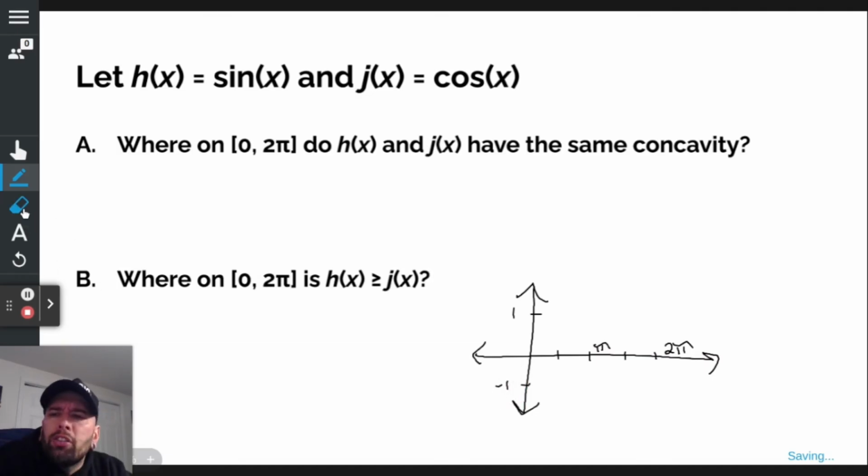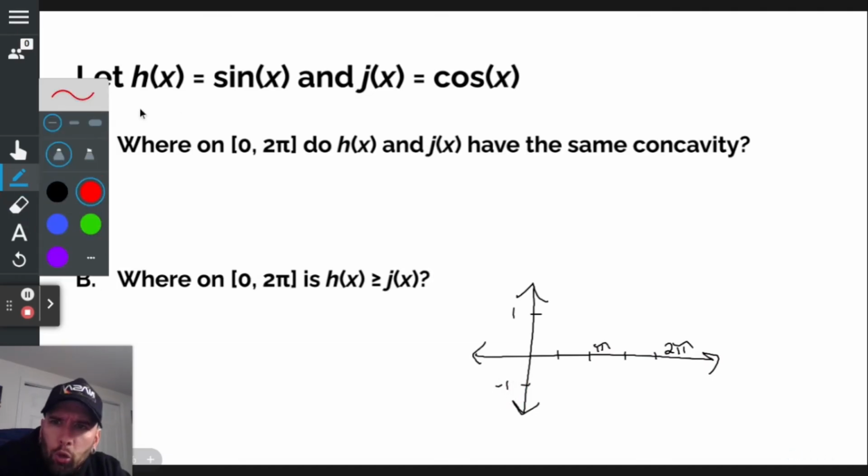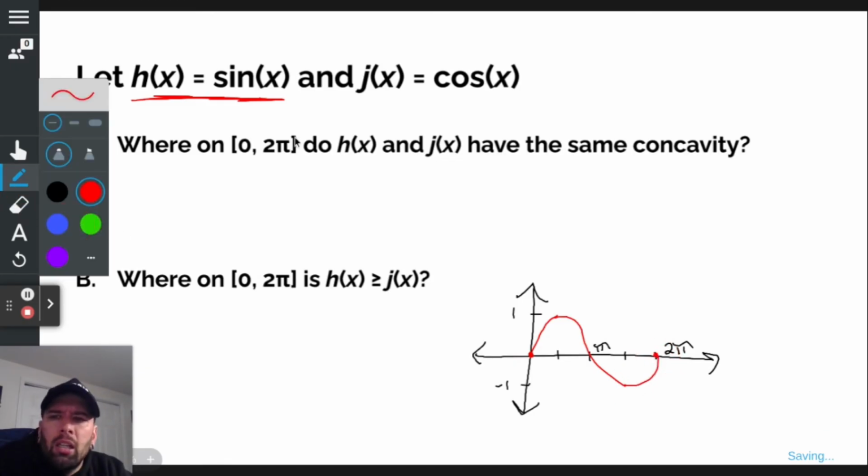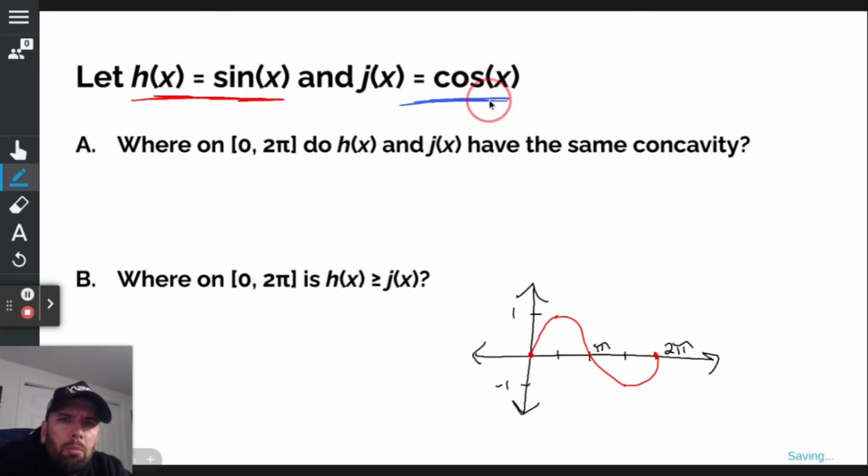Sine x, I'm going to let be red. Sine x starts at 0, 0, peaks out, hits the x-axis again, bottoms out, and then repeats. I'm going to let cosine equal blue. Cosine starts here, works its way down, bottoms out at -1, crosses, and then repeats.